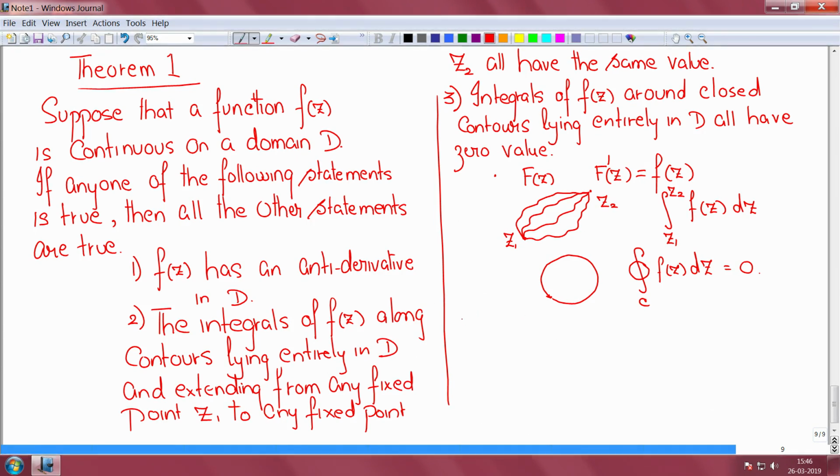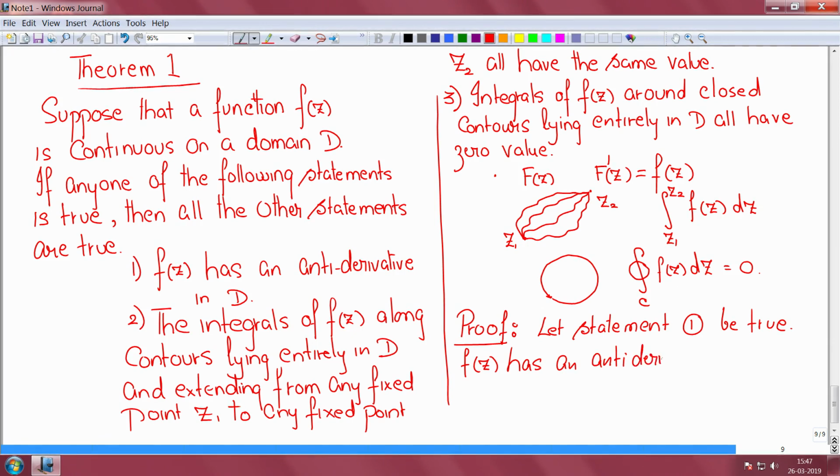So the proof of this. Okay. So how do we go about it? Let statement 1 be true. What does that mean? f of z has an antiderivative, capital F of z, in the domain D.